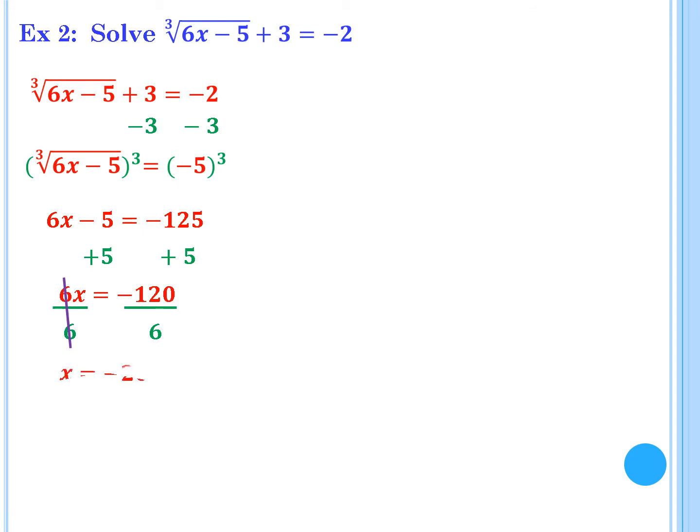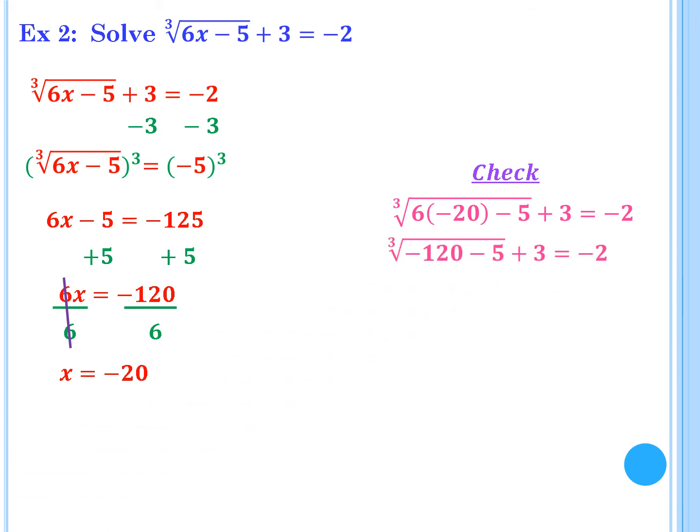And I get x equals negative 20. Now I'm not done. I need to perform my check step. So I plug in negative 20 for x.